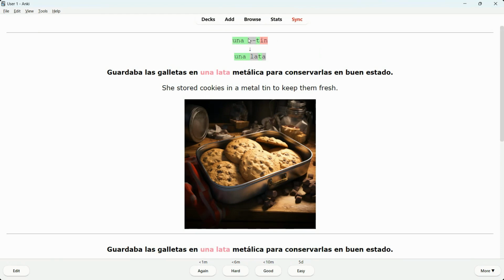The gender is correct. However, the second part, not at all. Underneath it, we have the correct answer. Now, what Anki does, it shows you the part that you had correct in green, the part that is incorrect in red, and what you were missing in gray.